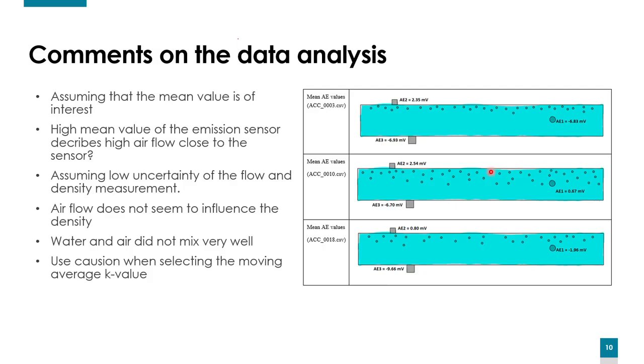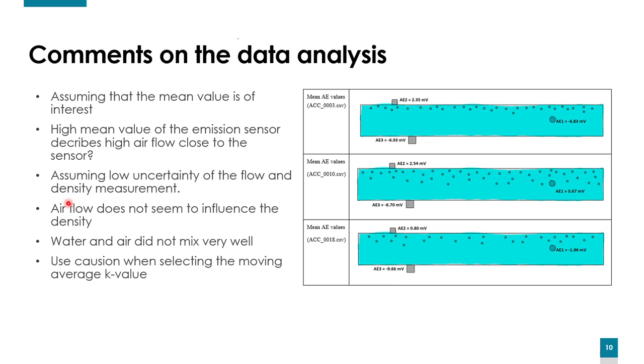So if we then try to compare the data and see if there is some relationship between the mean value and how much air there is in this pipe, we can try to do a simple analysis. But one thing we could also talk about is that for the flow and density measurements, we assume there's a low uncertainty because they are transmitters, and I assume these are well-known instruments that have a good accuracy.